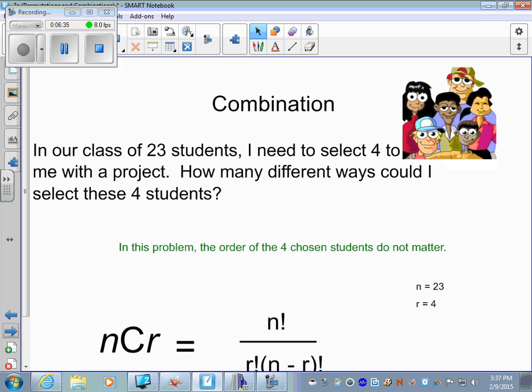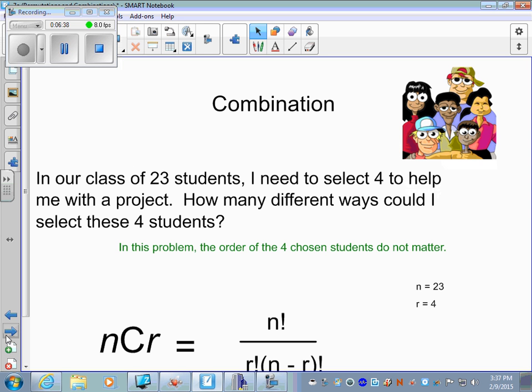Moving on, combinations. In a class of 23 students, I need to select 4 to help me with a project. How many different ways could I select these 4 students? In this problem, the order of the 4 chosen students does not matter. It doesn't matter if you're chosen first in that group, and this is one way to tell combinations. It's always a very vague, very general group of 4 students. It doesn't matter if you're chosen first or last in that group, just as long as you're in that group.